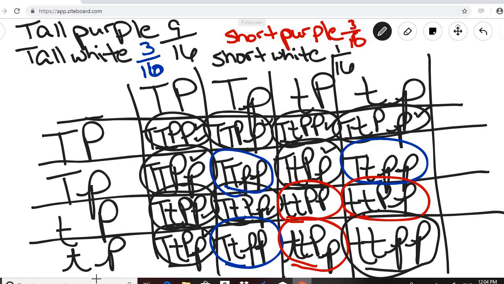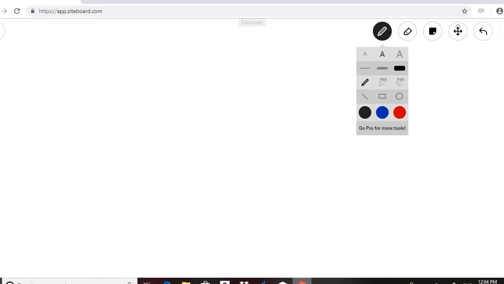So of the offspring, the probability is that 9 out of 16 of them will be tall and purple, 3 out of 16 would be tall and white, short and purple would be 3 out of 16, and short and white would be 1 out of 16. Okay, so it's a little more complicated, but that's how you would do a dihybrid cross: look at each one and figure out what the possible genotypes are, and then figure out the percentages.